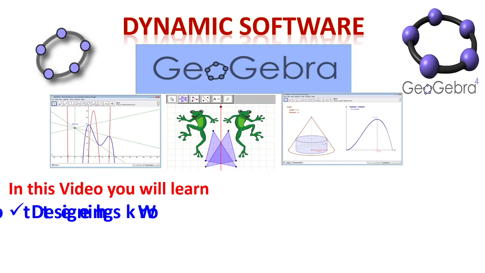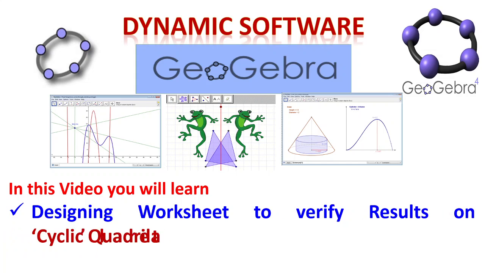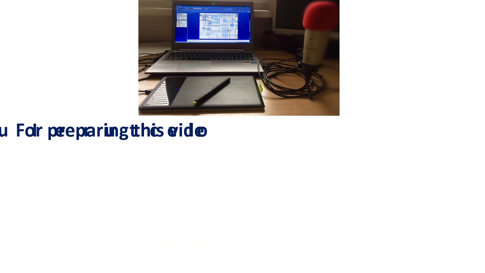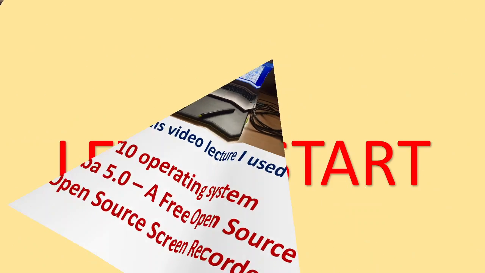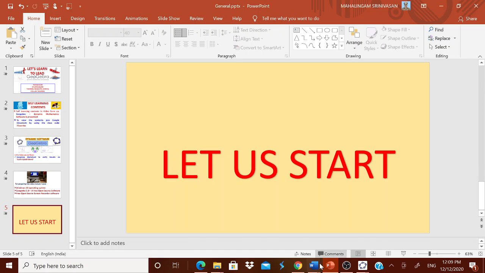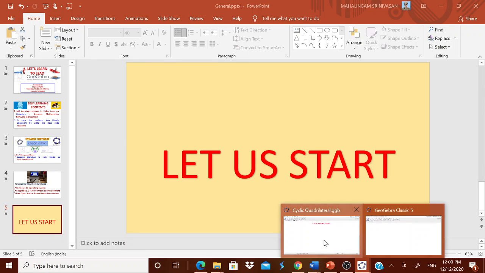In this video, you will learn designing a worksheet to verify the results on cyclic quadrilateral. For preparing this video lecture, I used Windows 10 operating system, a licensed version, GeoGebra 5.0, a free open source software, and free open source screen recorder software. Let us start. Let me show you what type of worksheet we will be preparing.